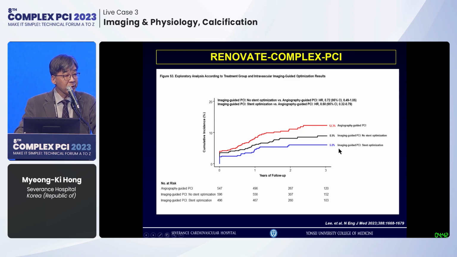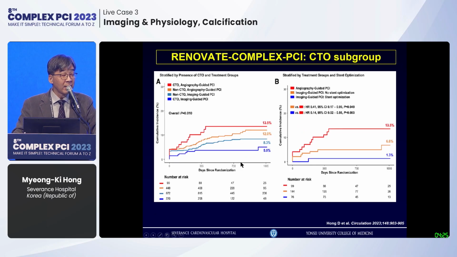However, in patients with stent optimization, there was a statistically significant difference. It means you do imaging and additionally try to achieve the stent optimization criteria. This finding is particularly clear in the CTO subgroup analysis. When you compare with angio-guided CTO intervention, achievement of the stent optimization criteria is statistically significant for a lower clinical event rate.